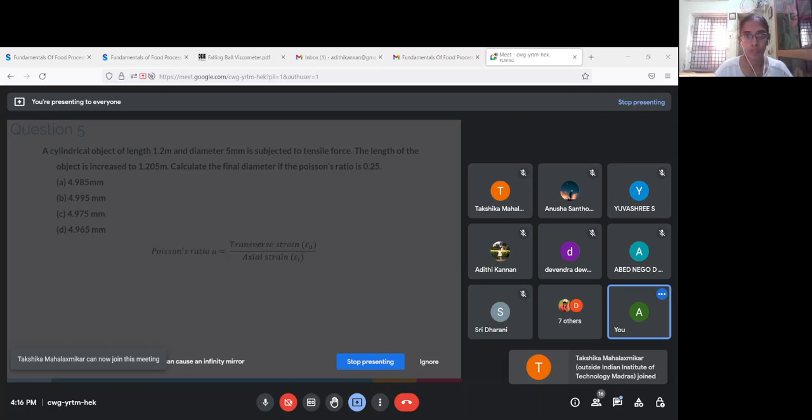So we'll move to the first step. Poisson's ratio is transverse strain by axial strain.